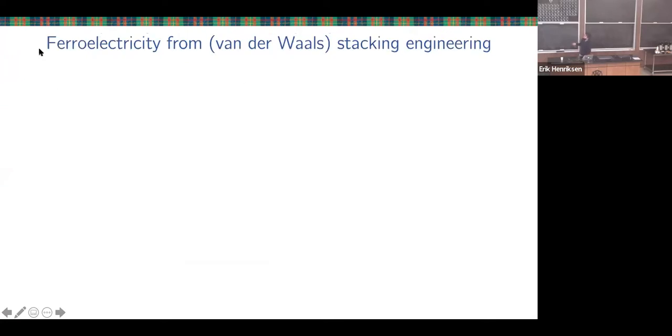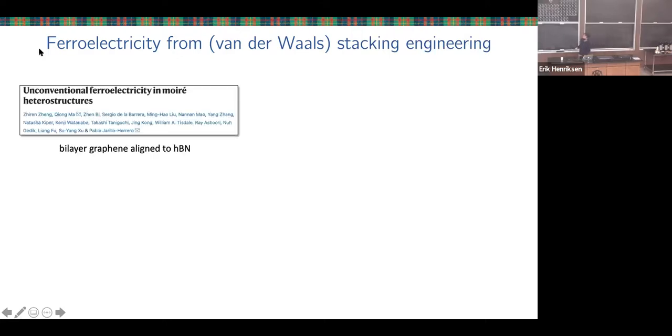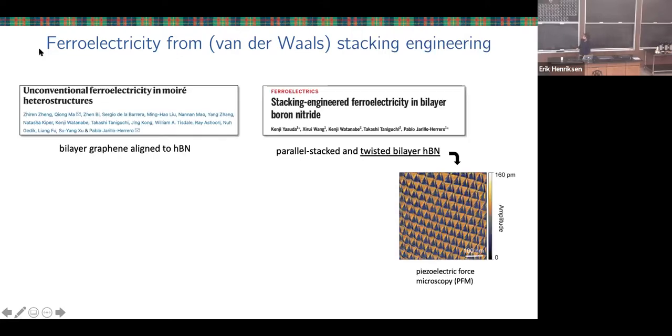Okay. Good. So let me just give you two slides about the sort of history of ferroelectricity in two-dimensional materials in sort of reverse order. Okay. So the most recent things that have been discovered have actually been in the insulator boron nitride. So in this now very popular method of taking things and twisting them.